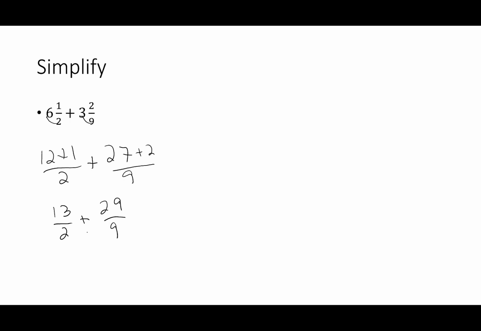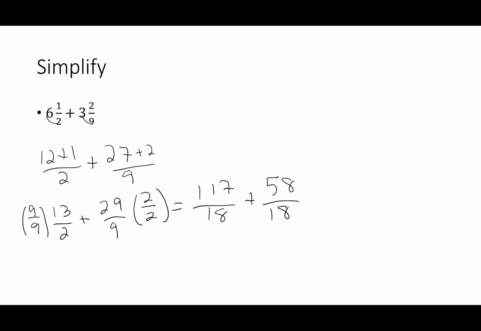9 and 2 don't have any common factors, so the best I can do is 2 times 9, which is 18. So the 2 needs to be multiplied by 9, so I do 9 over 9. The 9 needs to multiply by 2, I do 2 over 2. 13 times 9 is 117 over 18. 29 times 2 is 58 over 18.